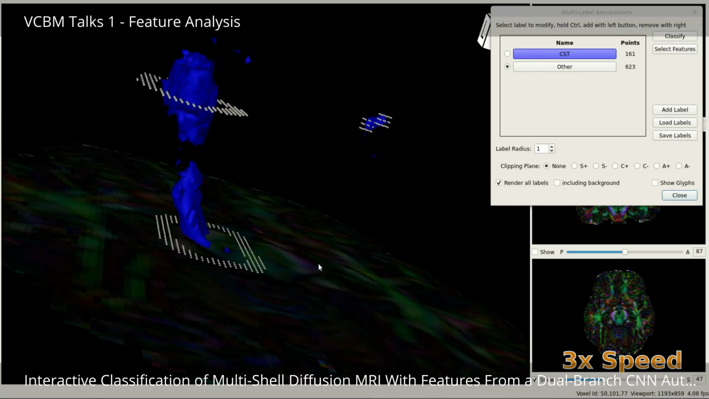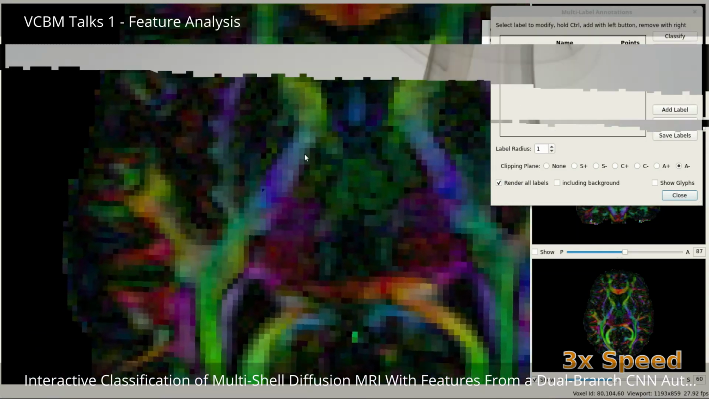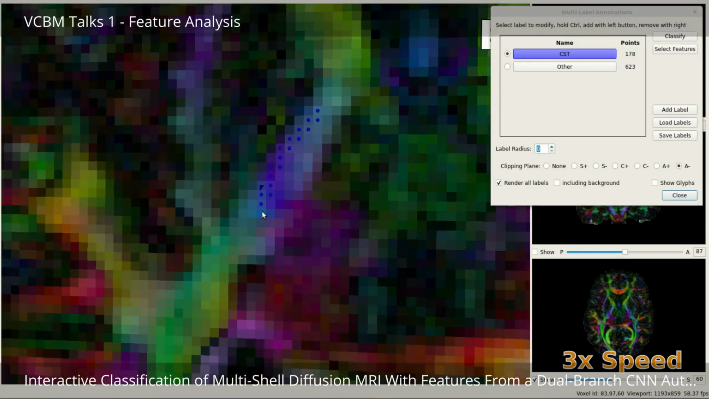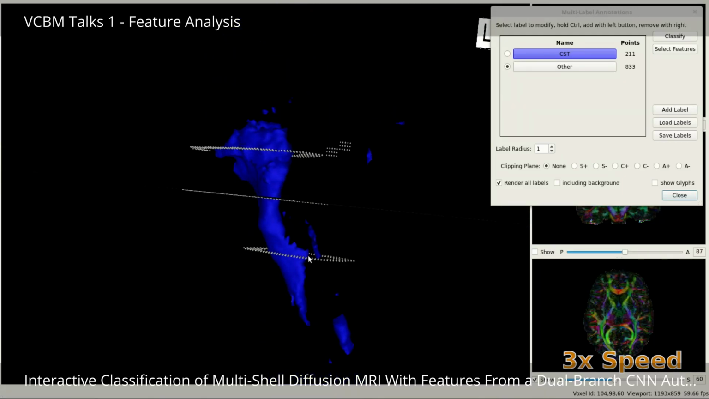Since training CNNs is too costly to achieve this degree of interactivity, we develop a hybrid architecture in which an unsupervised dual-branch CNN pre-computes features that have been specifically optimized for use with a fast random forest classifier.